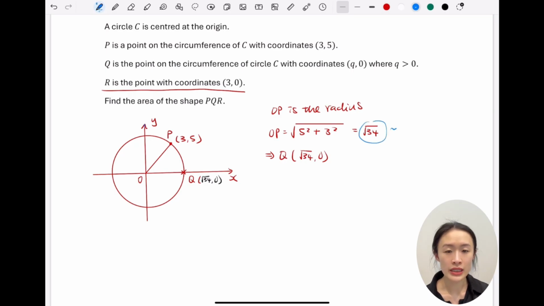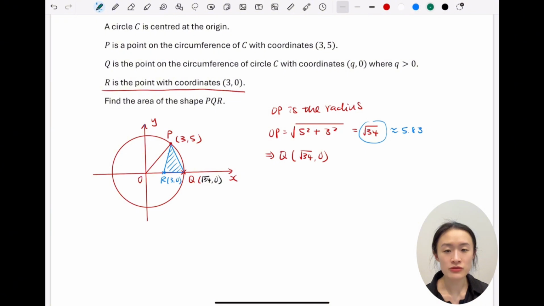Root 34 is roughly 5 point something. Therefore, R is going to be inside of the circle with x coordinate 3 and y coordinate 0. My point R is off a little bit because it has the same x coordinate as P, so it should be perpendicular, right below P. However, it doesn't matter, it's a sketch. So what we can do now is shade the area PQR.